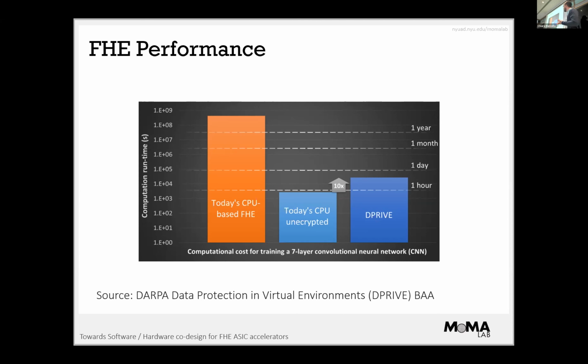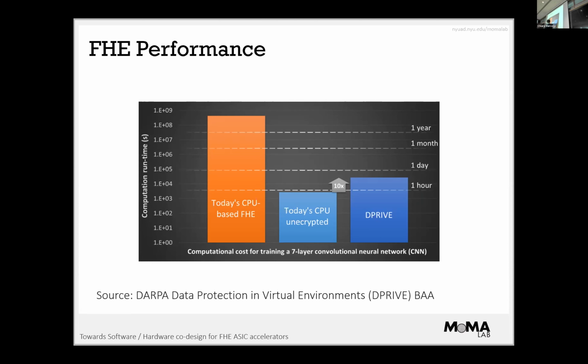The idea is that it's currently accepted to be a 6 to 9 orders of magnitude slowdown. What this slide shows is CNN training: unencrypted takes that amount of time, and FHE makes it 6 orders of magnitude slower. The goal of the program was to bring it down to 10 times slower than unencrypted. I'm not sure how close we'll get there, but we're lowering the orange bar, right?